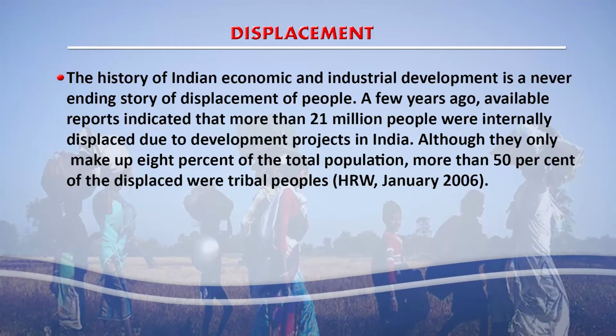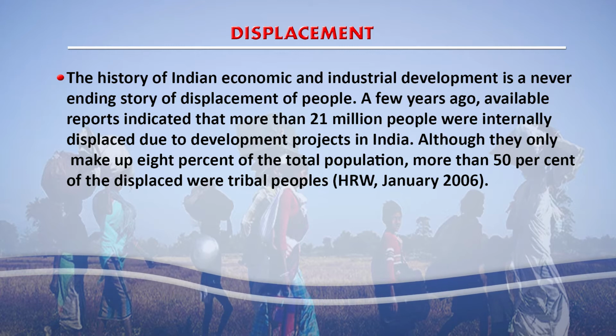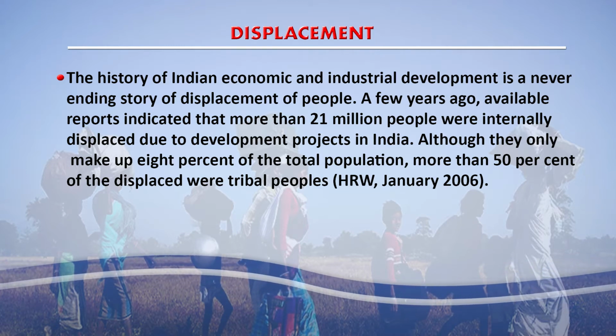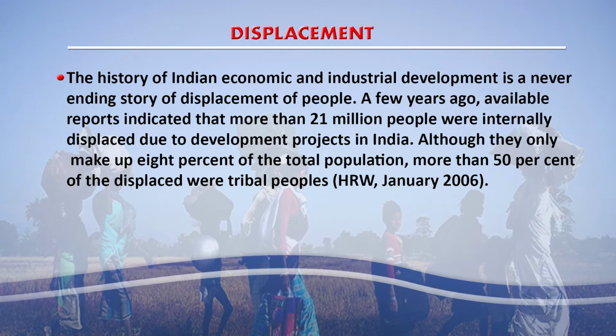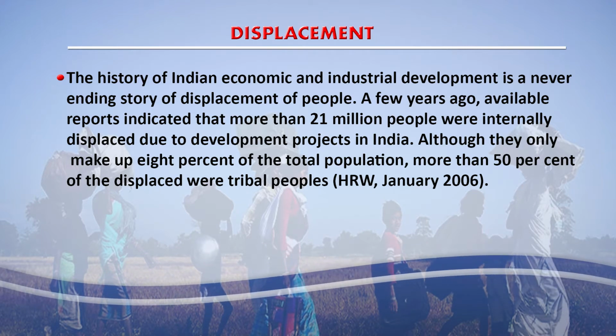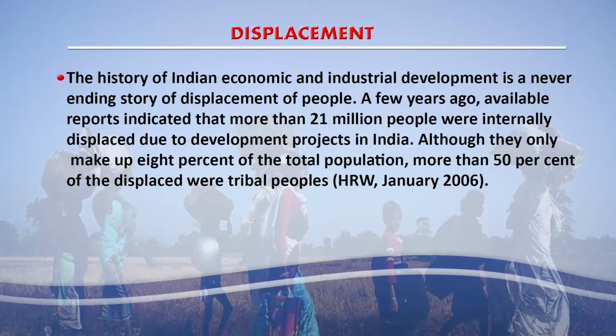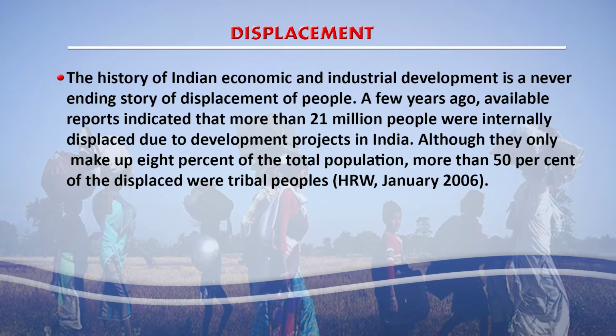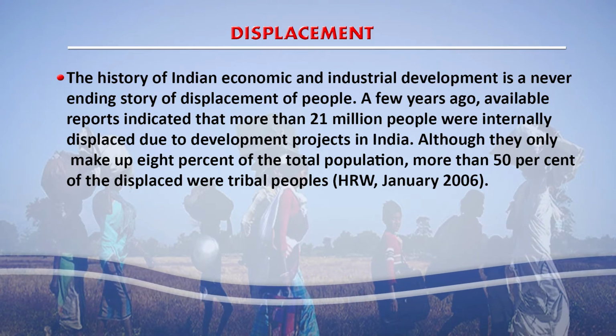Now, having defined displacement and migration, let us understand displacement in a little more detail. The history of Indian economic and industrial development is a never-ending story of displacement of people. A few years ago, available reports indicated that more than 21 million people were internally displaced due to development projects in India. India is a developing country, and so we have lots of projects which are necessary for the development of the country as well. But when alternative policies are not in place, the people in the project area become displaced. Although they make up only about 8% of the total population, more than 50% of the displaced were tribal people.